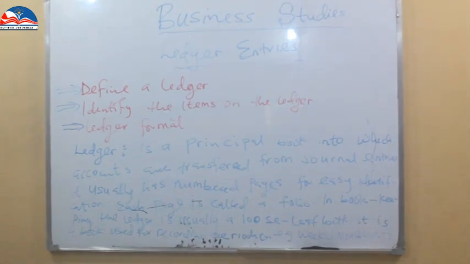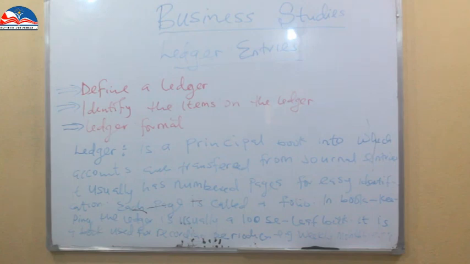Ledger. A ledger is a principal book into which accounts are transferred from journal entries. It usually has numbered pages for easy identification. Each page is called a folio. In bookkeeping, the ledger is usually a loose book, or it is a book used for recording periodic entries, for example, weekly, monthly, or as the case may be. We have seen what a ledger is.